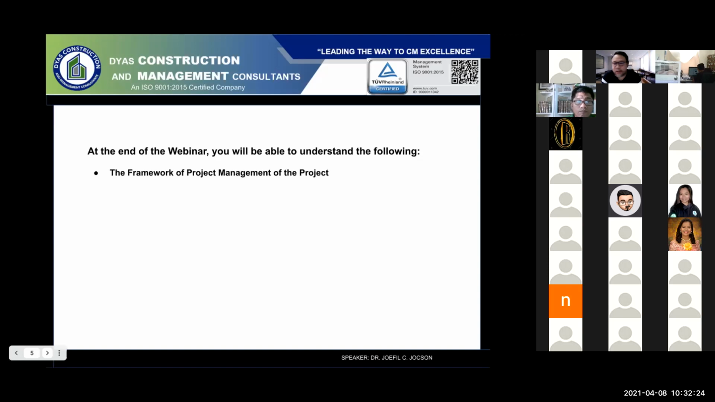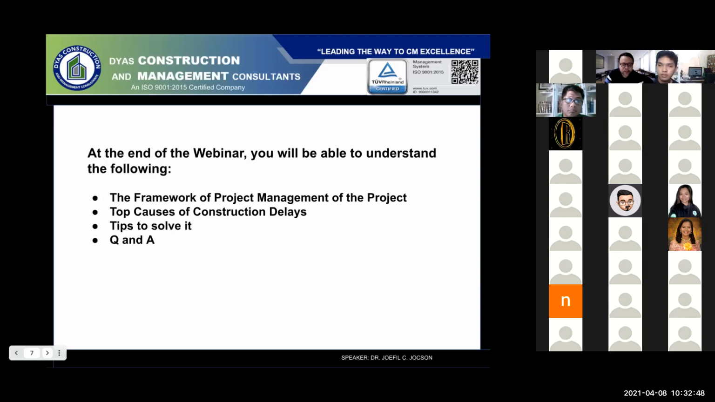At the end of this webinar, we will be able to understand the following. Number one, the framework of project management of the project. Then the top causes of construction delays, according to a survey. Then tips on how to solve the construction delays. Akala natin hindi masosolve, pero masosolve natin yan.